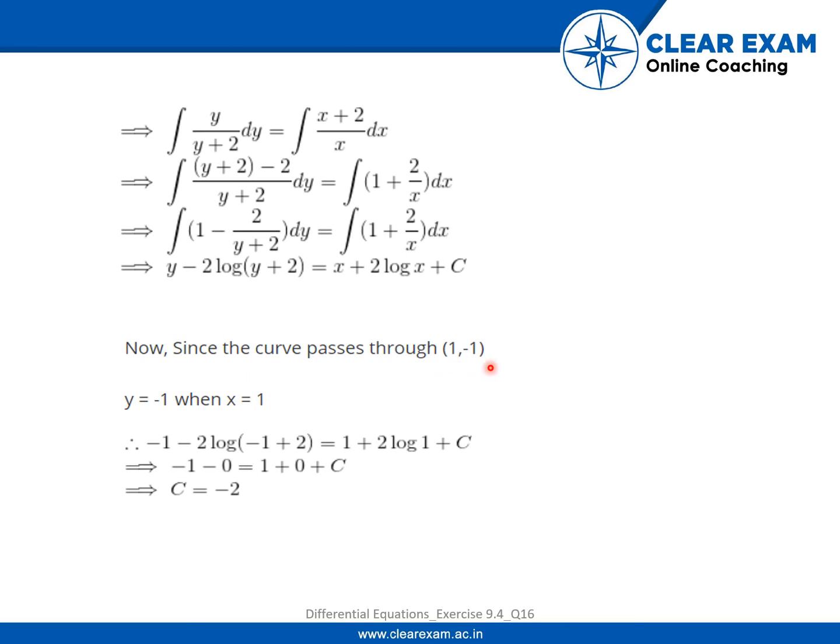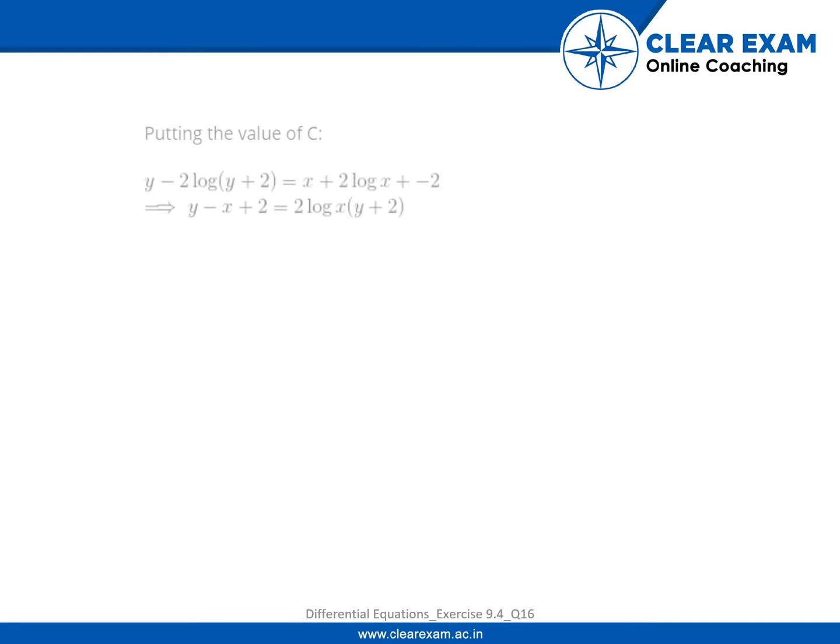Since the curve is passing through (1, -1), y will be -1 and x will be 1. Putting the values of y and x, we get c = -2. Putting the value of c, y - 2 log(y + 2) = x + 2 log x - 2. So we consider this -2.